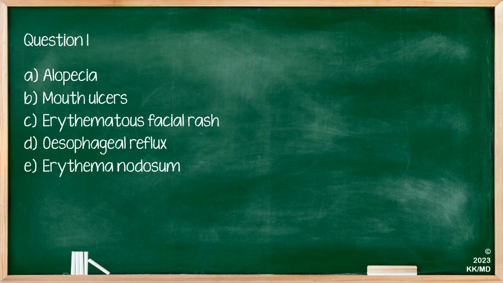Looking at option E, erythema nodosum, this is not a classic skin feature that you would see in people with systemic sclerosis, and therefore we are left with option D, esophageal reflux, which you'll remember is part of the CREST acronym.